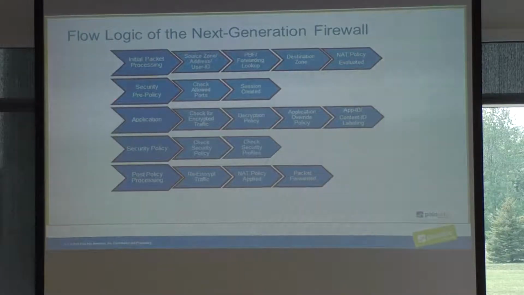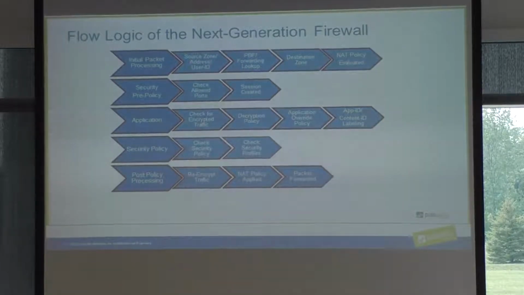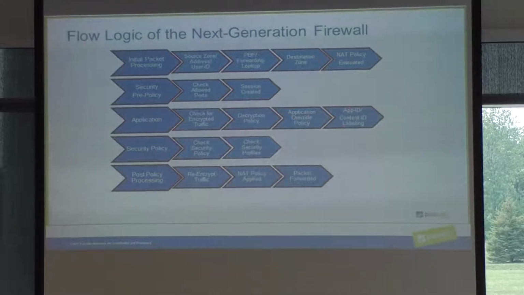There's the initial packet processing. It looks at the source zone and address, and does User-ID calculations there. It looks up policy-based forwarding, looks at the destination zone, and then evaluates the NAT policy. All this happens roughly at the same time. But here's the thing: for App-ID, you'll see User-ID happens pretty early in the process, but it becomes important with App-ID, because App-ID doesn't really happen until the very end of that process.